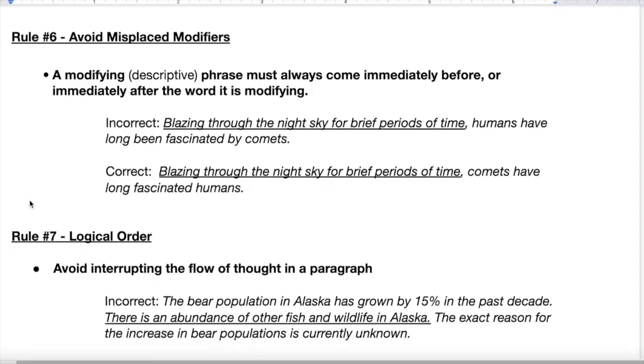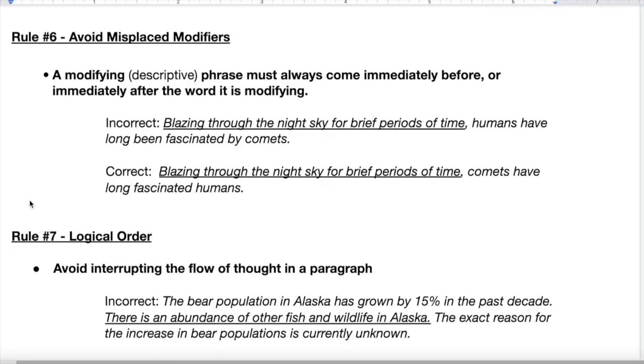So I've underlined the modifying phrase there, the descriptive phrase: blazing through the night sky for brief periods of time. Right? Something is blazing through the night sky for brief periods of time. According to the incorrect version of the sentence, what is blazing through the night sky for brief periods of time? The comet? I mean, that's what the author's trying to say clearly.